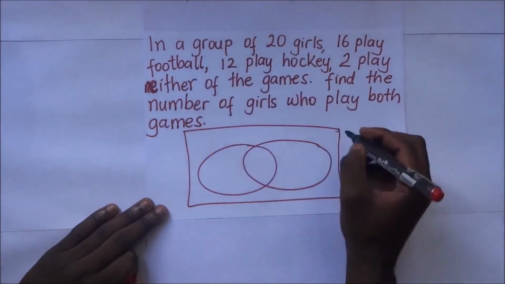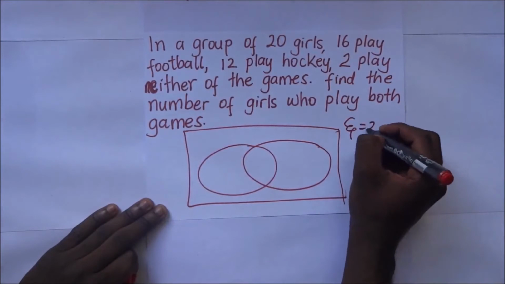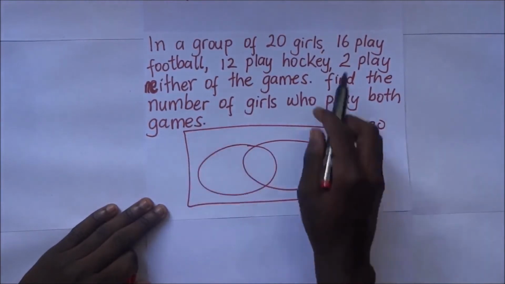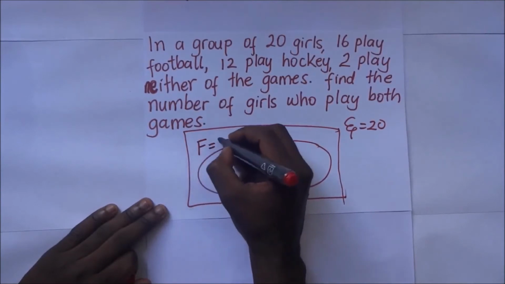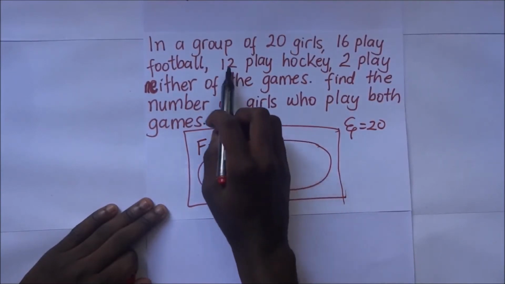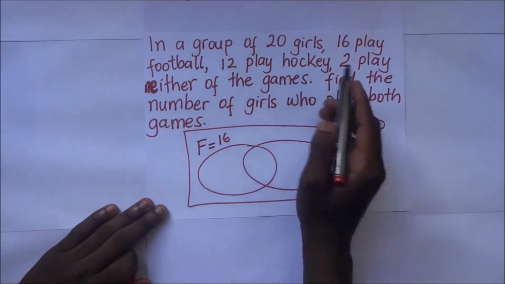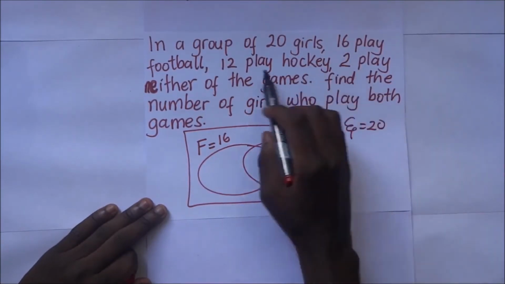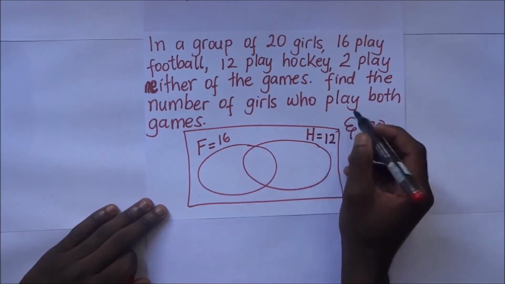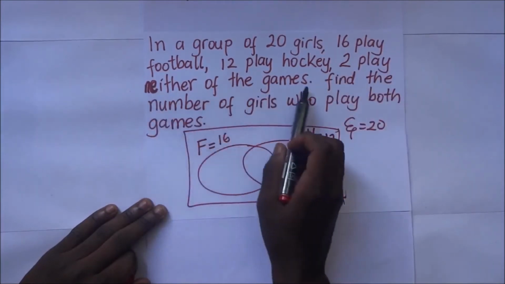So in a group of 20 girls, meaning our universal set is 20 girls. That's the total. 16 play football, so those that play football are 16. And then 12 play hockey, so those that play hockey are 12. 2 play neither of the games.